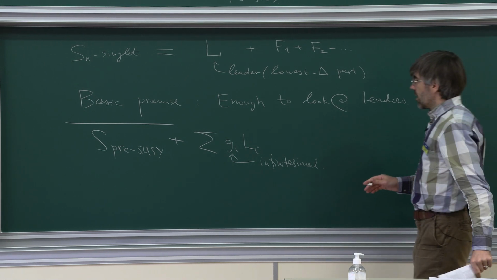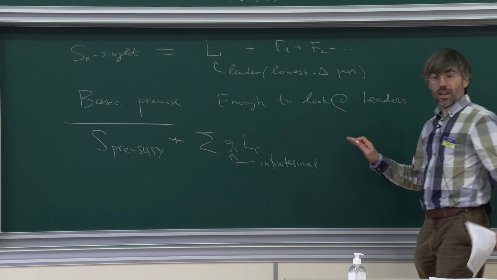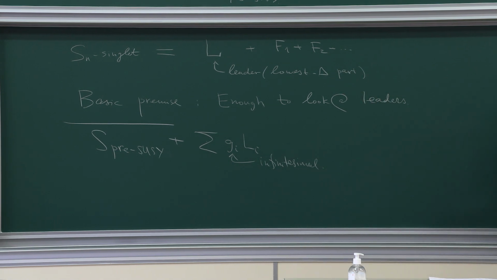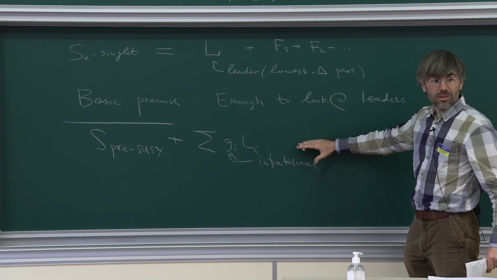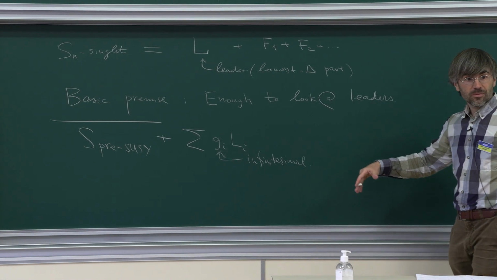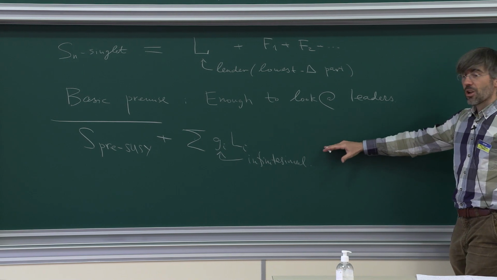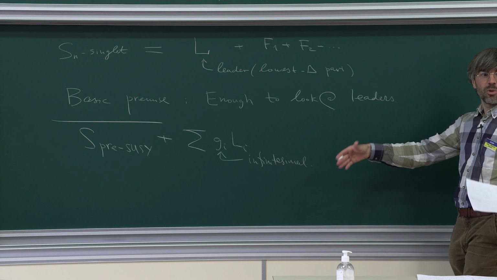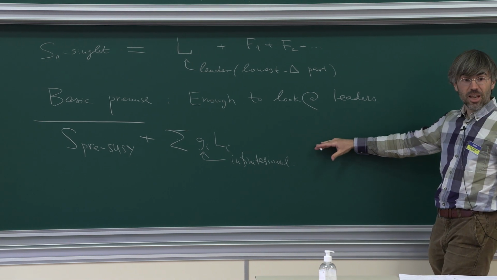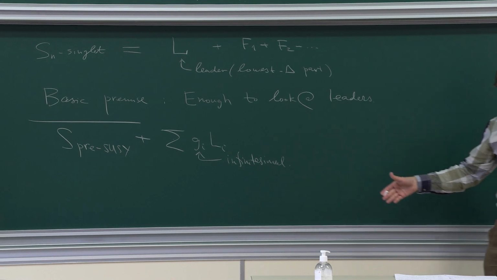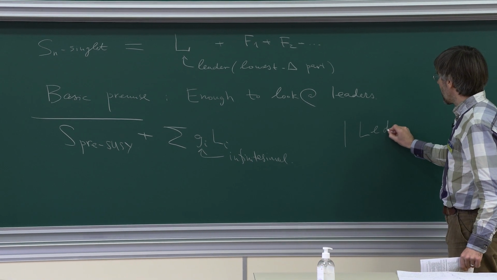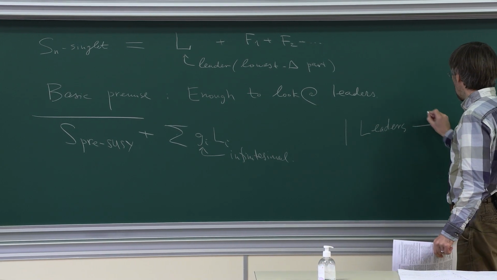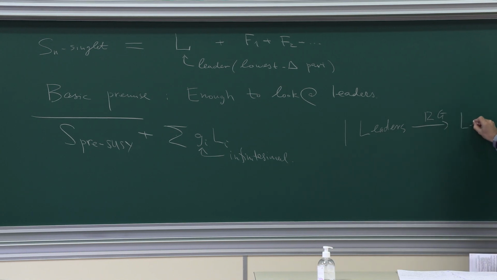And for this picture to make sense, to be consistent, one has to have the following basic property, that leaders under the renormalization group flow only generate leaders. So I start with this Lagrangian, I make a renormalization group step. I would like to be able to rewrite my Lagrangian after the renormalization group step in the same way, with just changed couplings GI. So leaders under RG should only generate leaders.